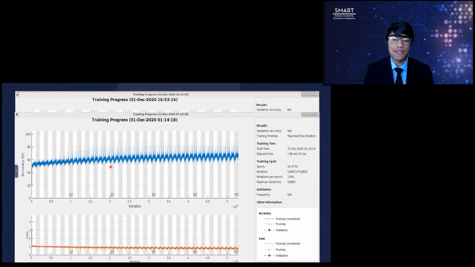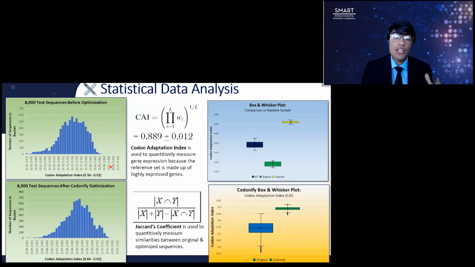I use various statistical techniques to quantify the performance of my tool, such as the codon adaptation index, which is a metric commonly used in codon optimization problems. Now, when a reference set of highly expressed genes is used, CAI indicates high expression. And on a broad set of 8,000 genes, my tool Codonify offered an increase in CAI of 0.15. When extrapolated to findings by Dos Reyes et al., Codonify offers an average of 236% more expression than the original sequence. This can produce far more vaccines and drugs in a shorter amount of time.